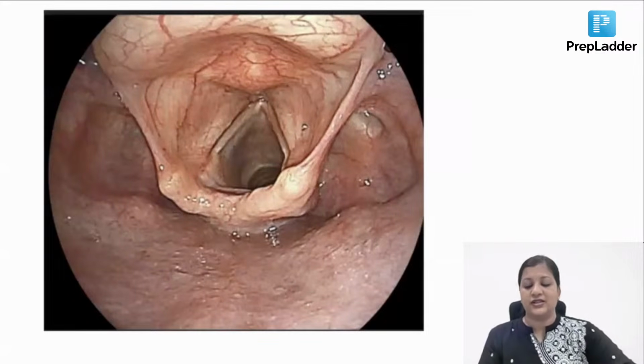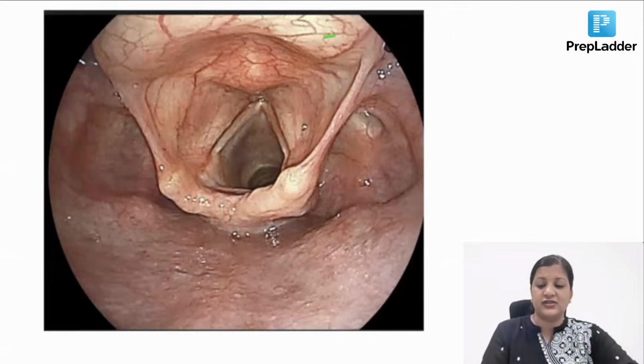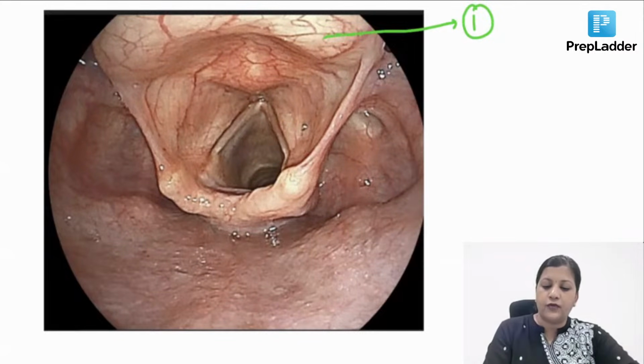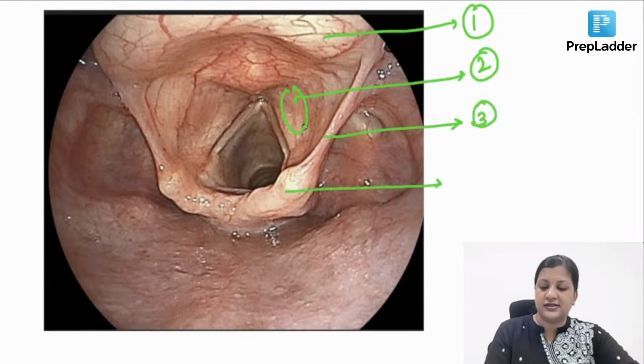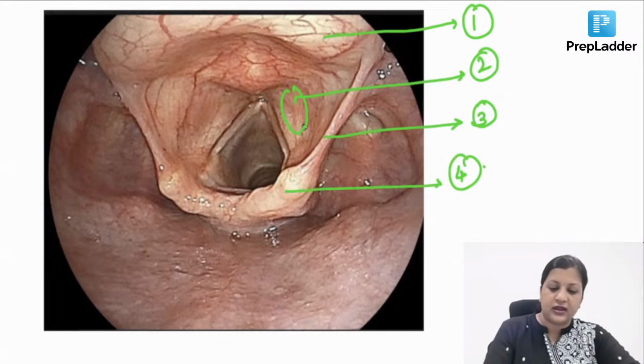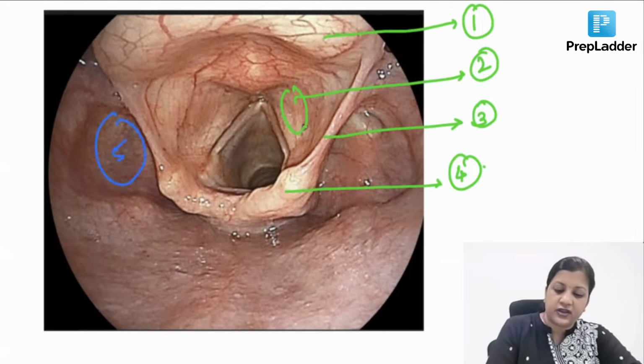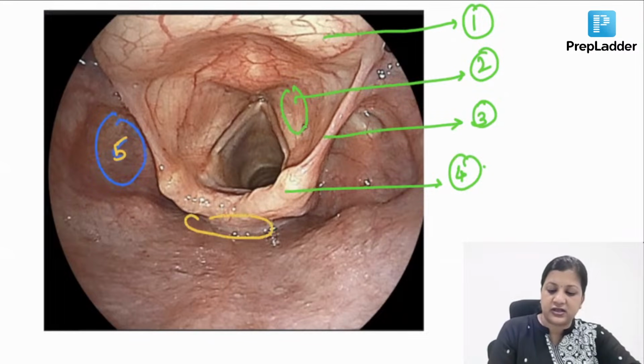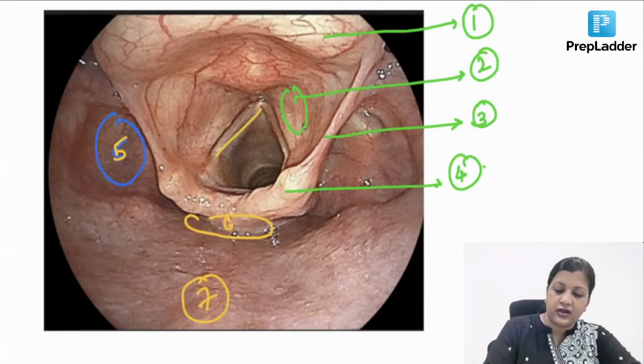Very good. Now let's quickly discuss the image of larynx, which they can give you a question. What is structure 1? What is this structure 2? What is this structure 3? What is this structure 4? What is this structure 5? Okay, let me write it with yellow. 5. What is this structure 6? What is this structure 7? What are these structures 8? What is this structure 9?